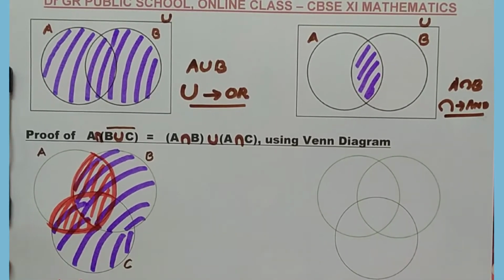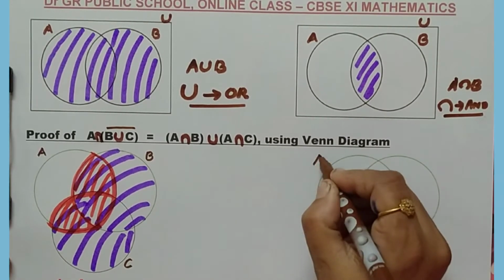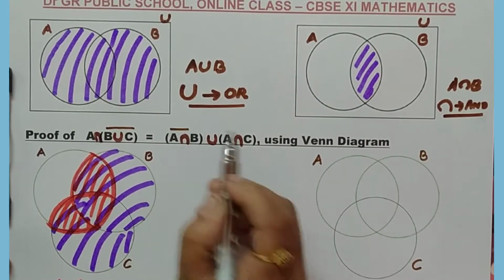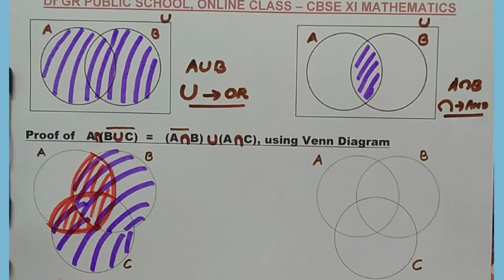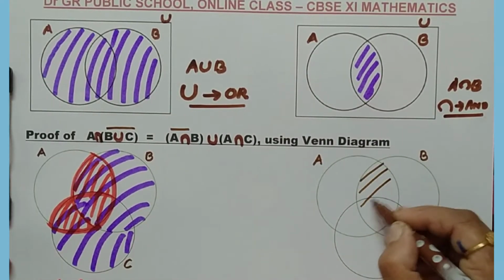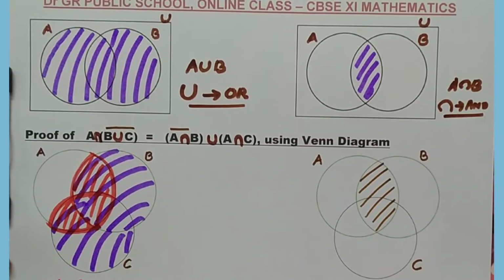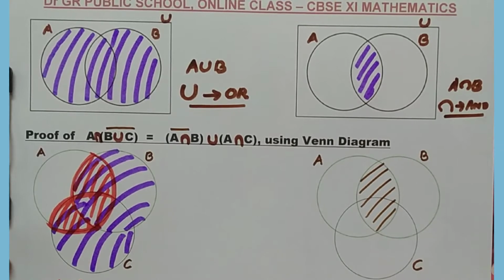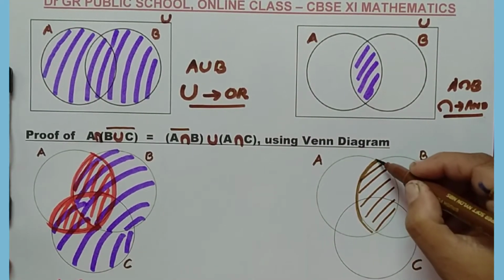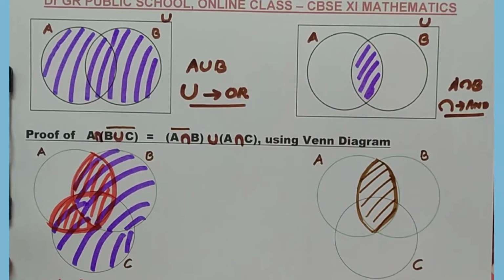Now, I am going to consider the RHS. In the RHS again, I am going to consider three sets A, B and C. First of all, we can see A intersection B. A intersection B means the area common for both A and B. This is A intersection B. I will shade like this. This much area represents A intersection B.